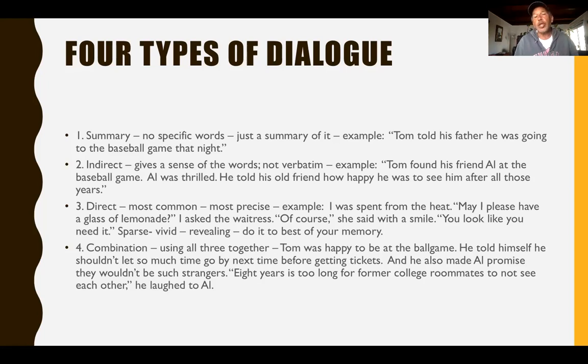Four, combination, using all three together: summary, indirect, and direct dialogue. Example: Tom was happy to be at the ball game. He told himself he shouldn't let so much time go by next time before getting tickets. And he also made Al promise they wouldn't be such strangers. "Eight years is too long for former college roommates to not see each other," he laughed to Al. So again, there you see all three being used in one example.